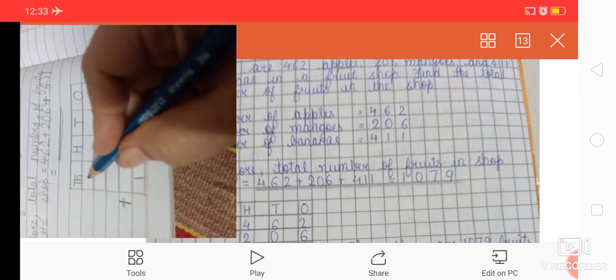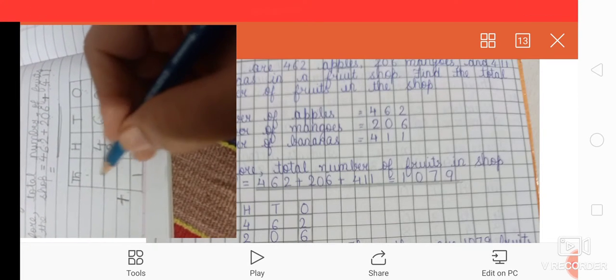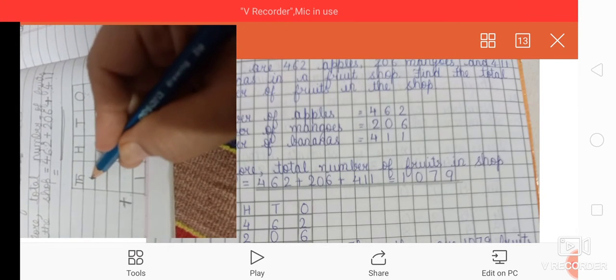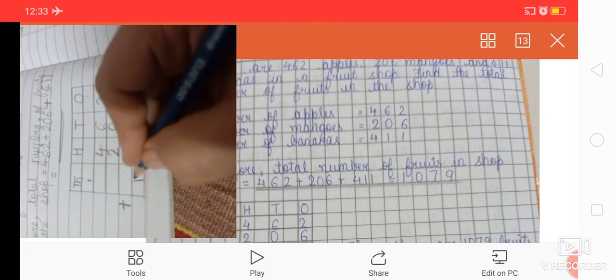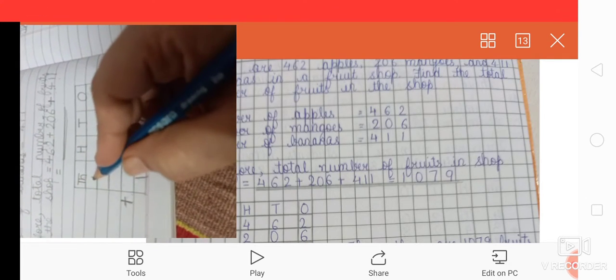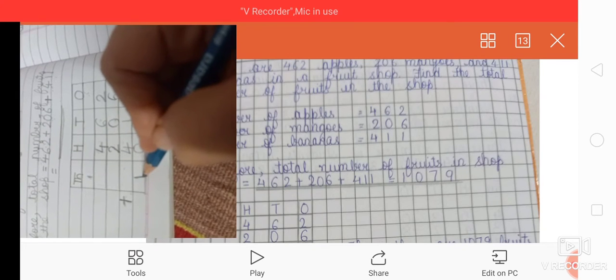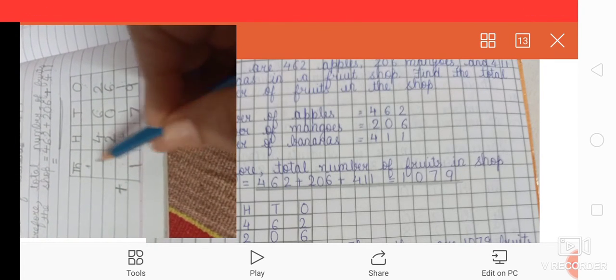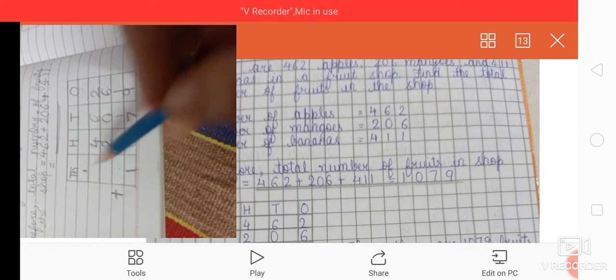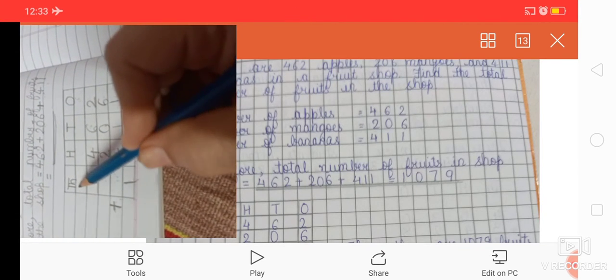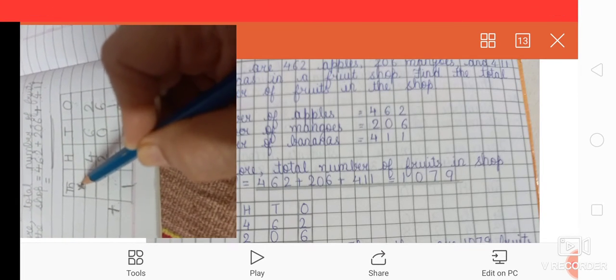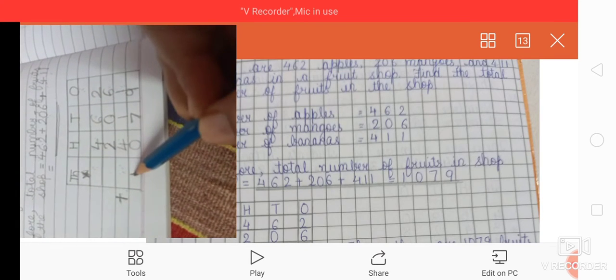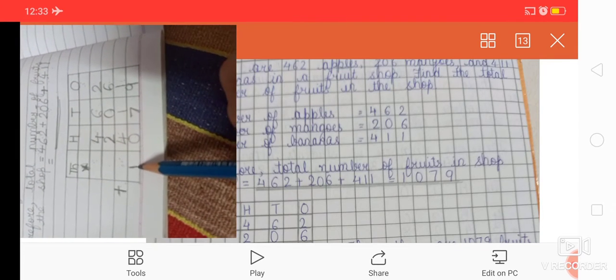Why did we not carry over? Because here there are no numbers. If you write 1 here, it will come directly here. So instead of carry forwarding, we will write the number 1 here, because there are no numbers to add. So in this column 1 will only come. That's why we did not carry forward it. We directly write the number 1 here.